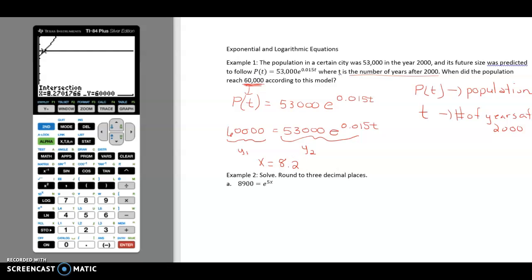But that doesn't actually answer the question. When the population reached 60,000, well, x is 8.2. Okay, well, sorry, t. We're dealing with t here. t is 8.2. Remember, t represents the number of years after 2000. So if I would round this to a whole number, that would be 8 years after 2000. So that would be in the year 2008.